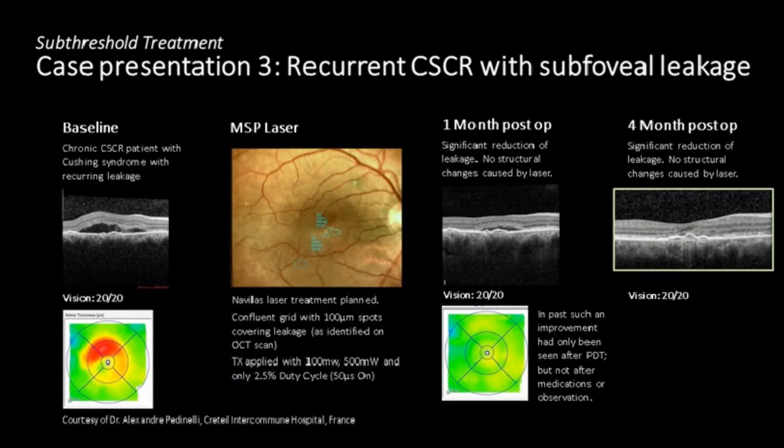Third case, recurrent CSC with subfoveal leakage. Here they're treating multiple different areas. They did a confluent grid, 100 micron spots covering leakage. They did it off the OCT scan, wanting to hit the areas of the most leakage. One month post-laser, you have improvement in the fluid, and by 4 months, significant reduction with vision improvements to 20/20. So they were 20/20 at the beginning, but they had a lot more distortion, I would bet, than at the finish.